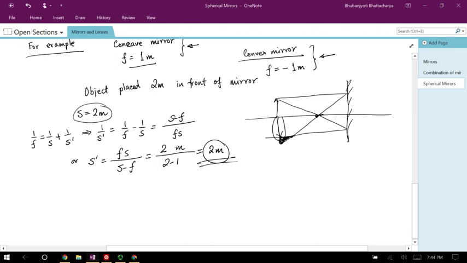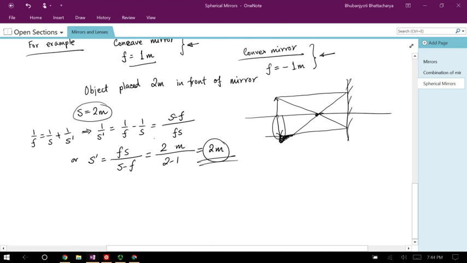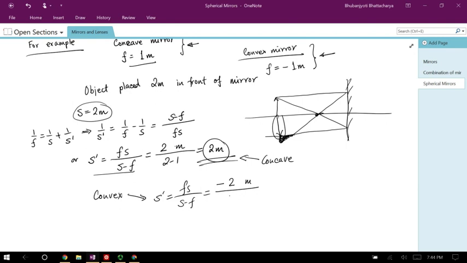So this is my image distance for this scenario. What would happen if this mirror was convex? Well, the same formula applies. The only difference is that f is now -1 meters. So while this one was for concave, for convex, the same exact formula will apply. Convex will have s prime equals fs over s minus f still, but now f is -1, so we get -2 meters in the numerator divided by s minus f. Well, s is 2 and f is -1. So if I plug that in, I'll get 2 minus -1. So that's equal to -2/3 meter.